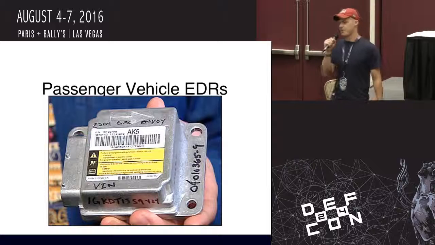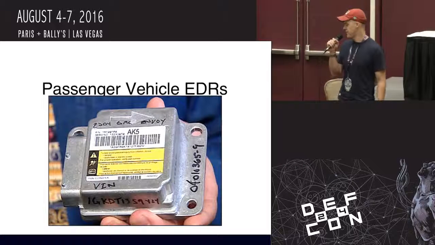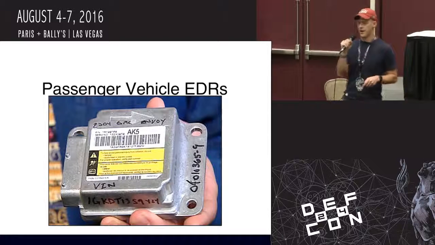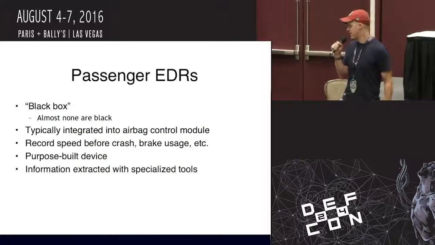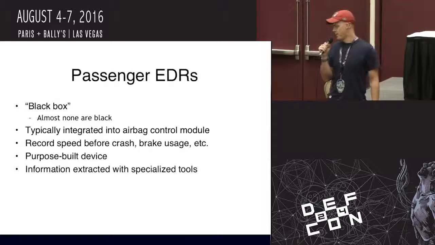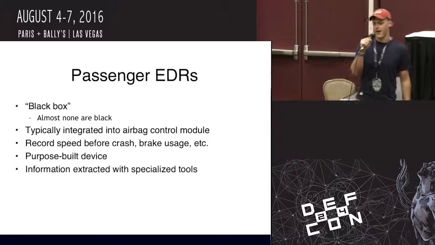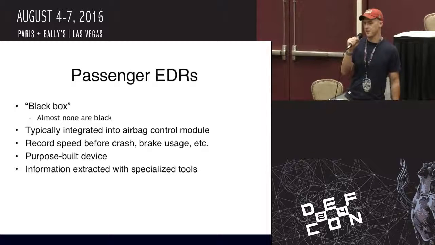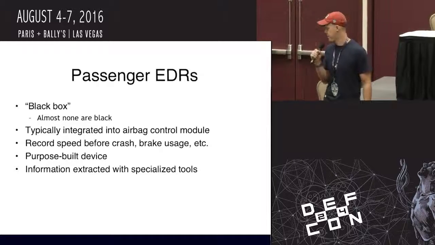Those of you who are sitting close enough can see this. It's a passenger vehicle event data recorder. It's its own dedicated box. Usually they'll be somewhere under the dash. People call them black boxes. Almost none are black. This is one of my pet peeves. They're all silver. So if you want to call them silver boxes, that's fine, but not black boxes.